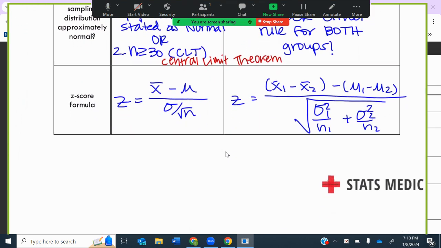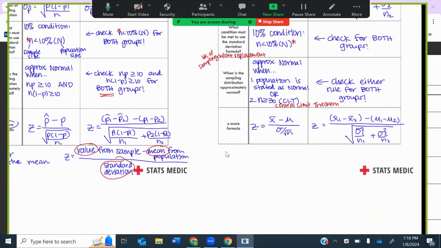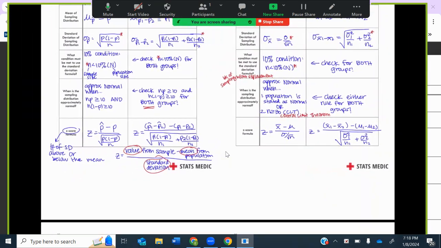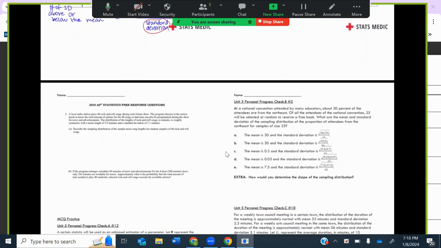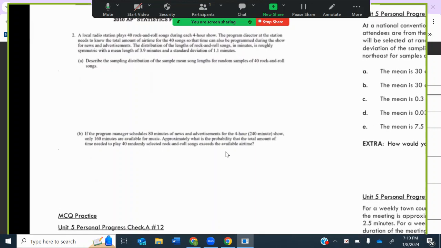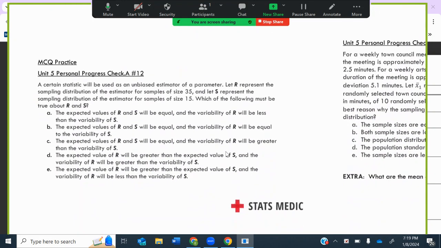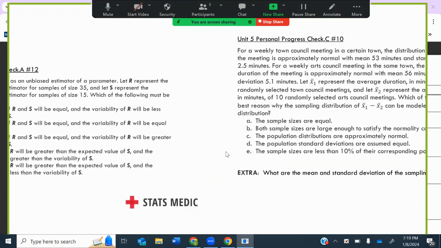So what I'm going to do now are a couple of practice problems. We have 1 FRQ from a 2010 AP exam, and then 3 multiple choice questions from some personal progress checks. So this whole sheet you could work on your own and then check the answers here, or you can follow along with me as I work through the problem. So we're going to start with this first one.